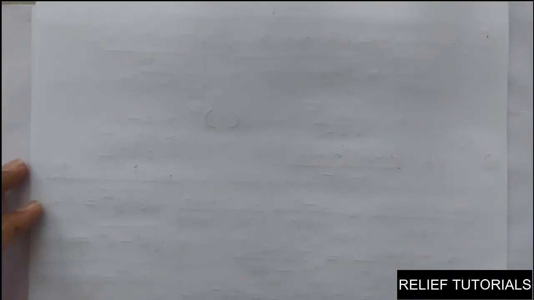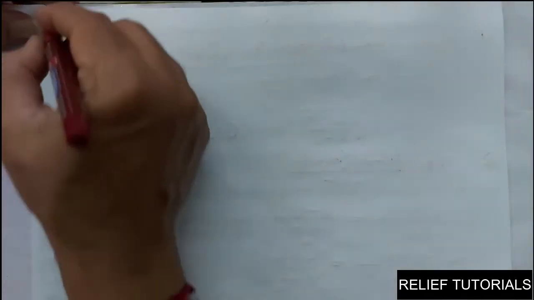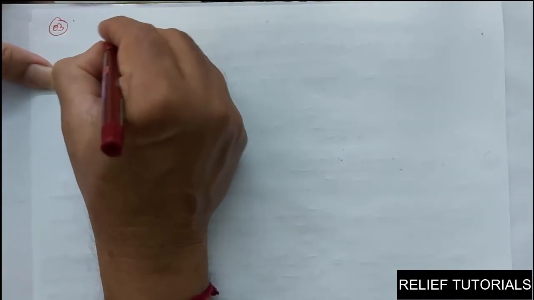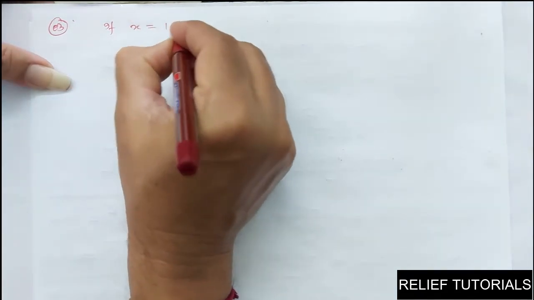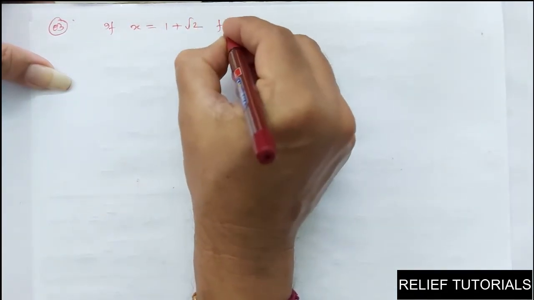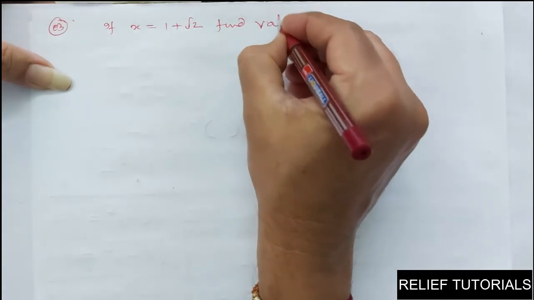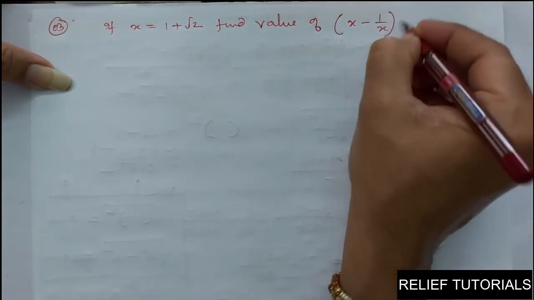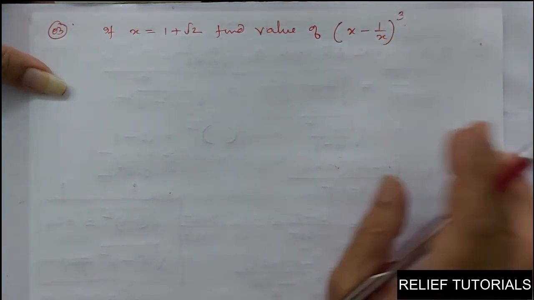Again, we'll do a few extra problems. See, question number 3. If x is equal to 1 plus root 2, find the value of x minus 1 upon x, the whole cube. This value you have to find.